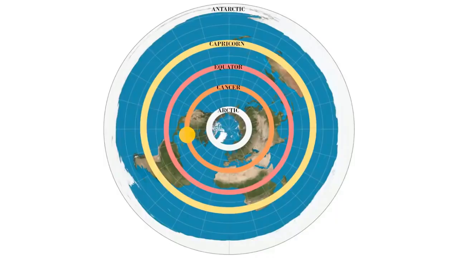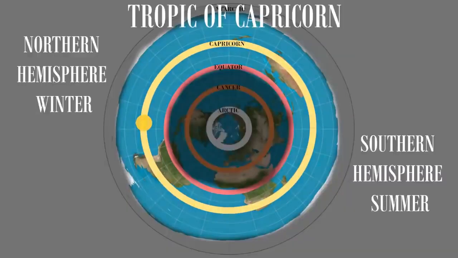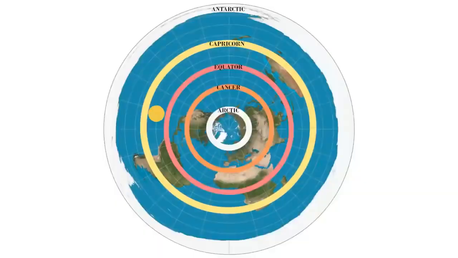The sun journeys back, taking the same concentric spiral path, and reaches the equator again. It then keeps going and reaches the Tropic of Capricorn. When the sun is in this position, the southern hemisphere experiences summer and the northern hemisphere experiences winter. After a time, the sun turns and begins making its way back to the equator for the March equinox.